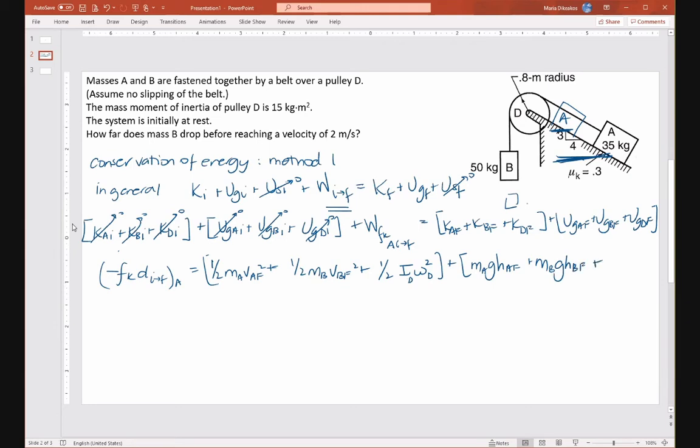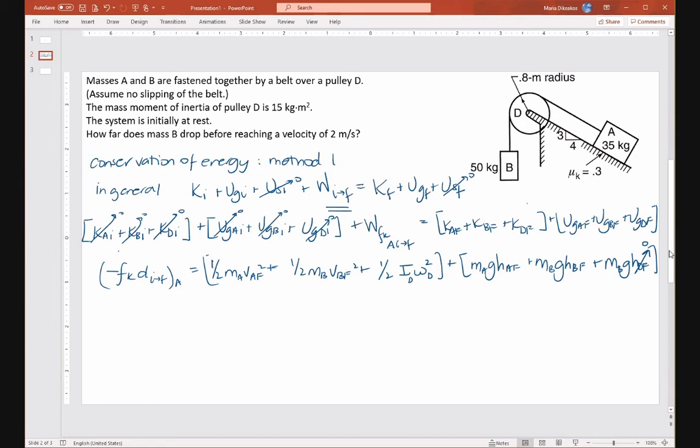Now, the pulley, does it change heights? What is the height of the pulley? What is the final height of the pulley? Same as the initial. Which is? 0. So the final height of the pulley is 0 because the pulley hasn't moved. It's at its initial height position, which we call the zero reference. So the final height of the pulley is 0, which means it has no gravitational potential energy and no change in gravitational potential energy because it hasn't changed height at all. So this whole thing goes to 0.